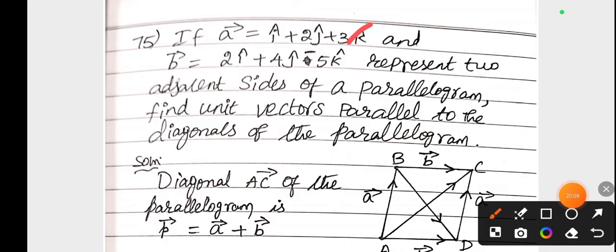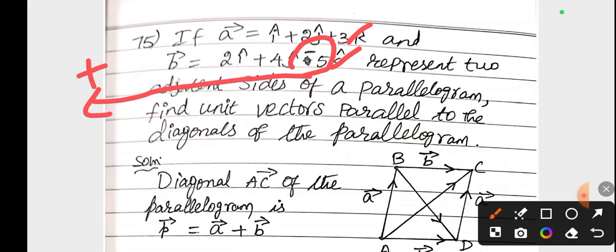75th question. A vector is given as i cap plus 2j cap plus 3k cap. B vector is given; actually, in the worksheet, I think it is plus 5k. Check. In the board, they have given minus 5k only. Kindly change it. They represent two adjacent sides of a parallelogram. Find the unit vectors parallel to the diagonals of the parallelogram.